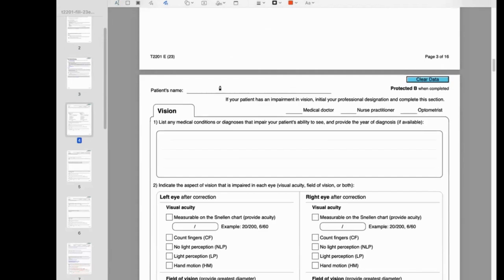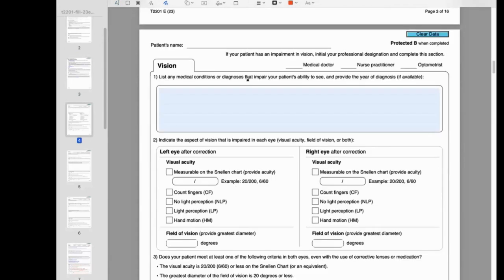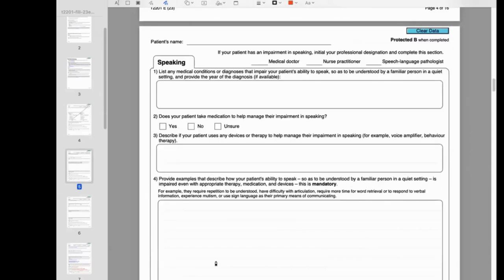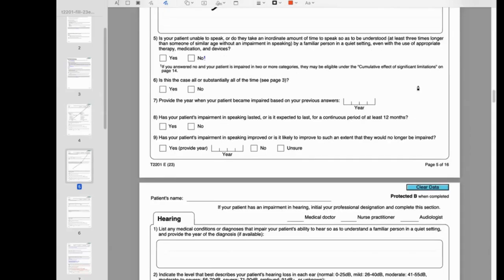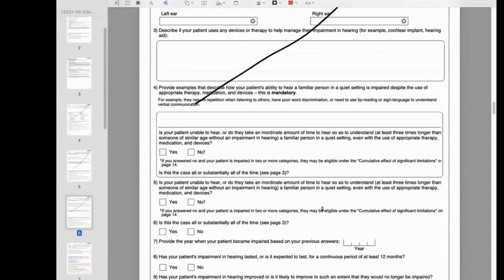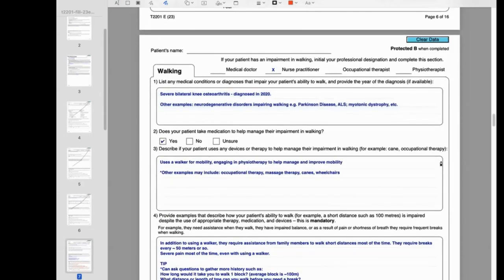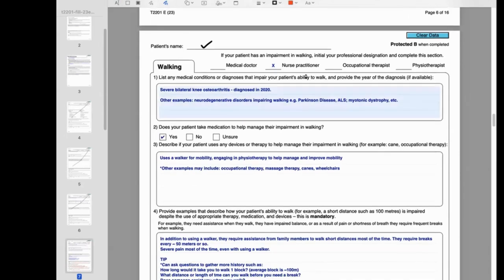Here is the vision form. And here's a tip, right? If someone doesn't qualify for a particular section, usually I'll put an X through it. There's no speaking limitations. Let's say there's no hearing limitations. Let's say for this particular person, they have walking limitations. So here, patient's name goes in there. You have to identify what kind of medical provider you are. And it also runs through who can actually complete this section. So that's super helpful as well.